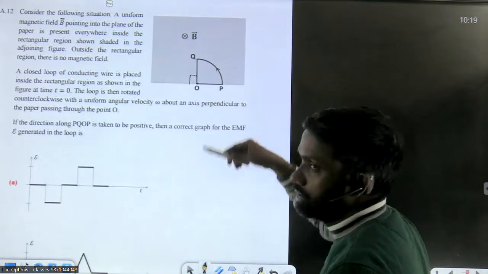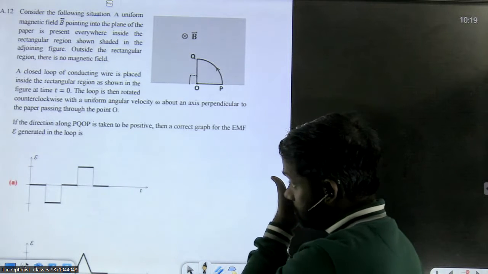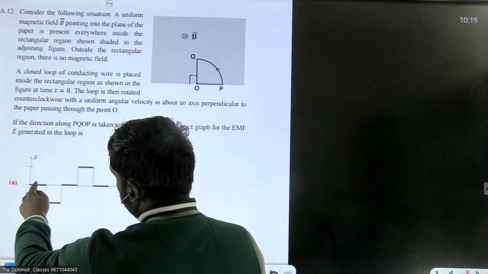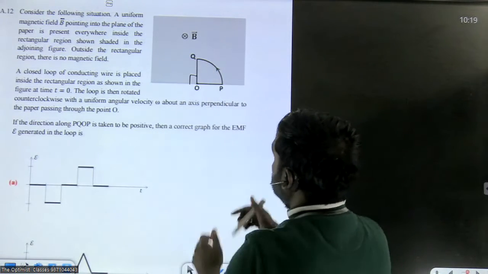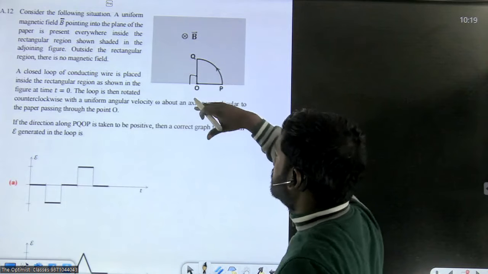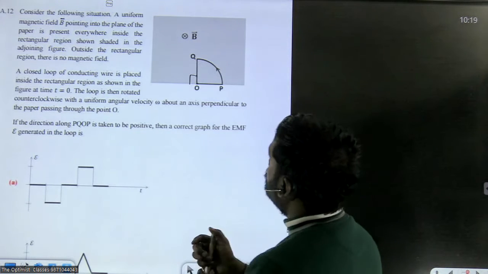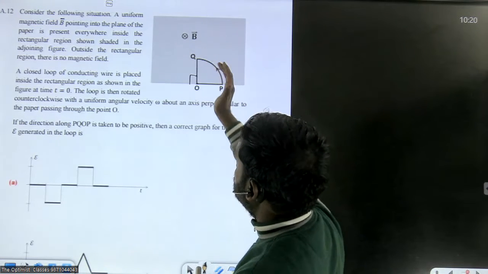So there is no change in flux, and therefore there won't be any EMF induced in it. So for some time EMF will be 0, as shown here. When it is coming out, flux will start decreasing. If flux starts decreasing, then we will have to point our thumb in the direction of the magnetic field. So in that case, current will be in this direction.